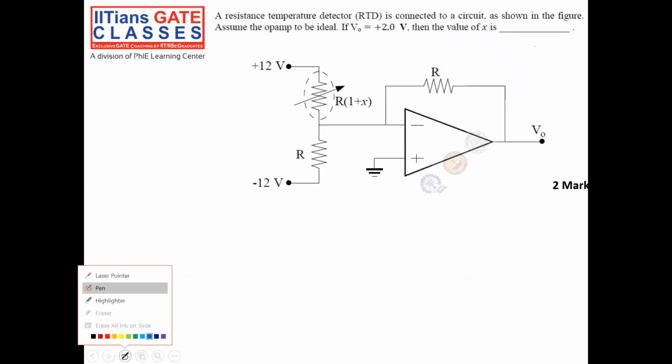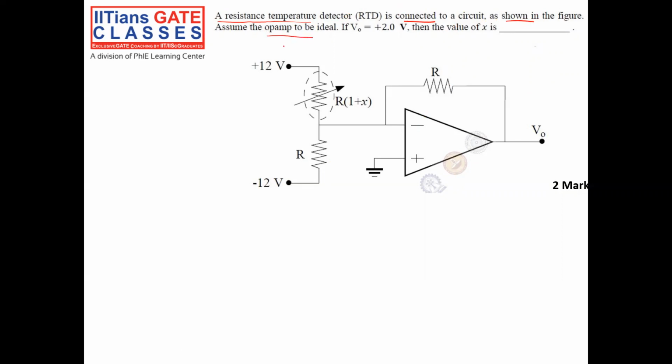Change my color. The resistance temperature detector, RTD, is connected to the circuit shown in the figure. Okay. Assume the op-amp to be ideal, that I already explained to you, what an ideal op-amp is, and V0 is +2 volt, and the value of X will be, okay, this is the point here, V negative.